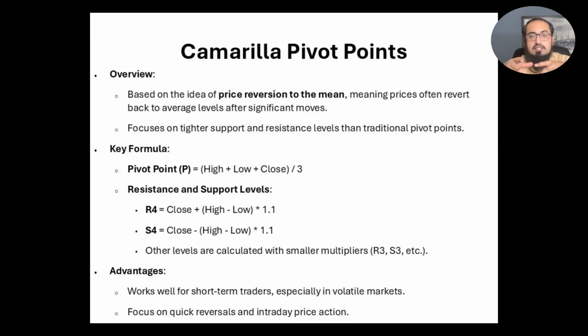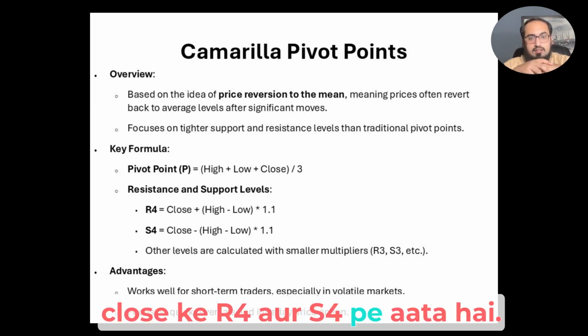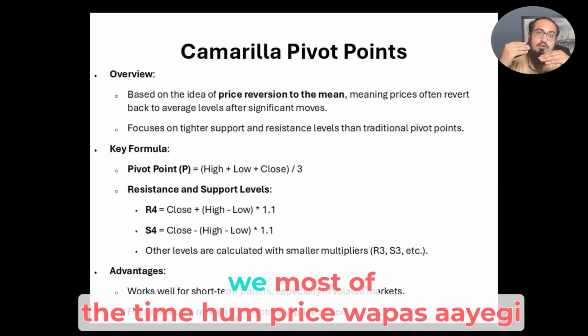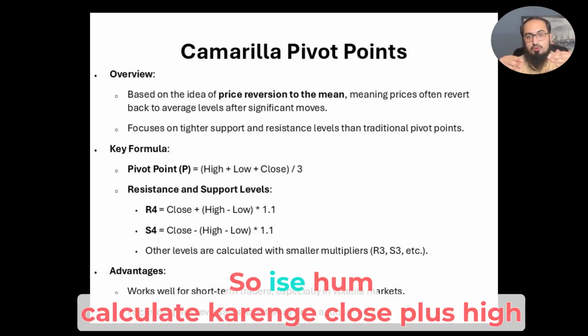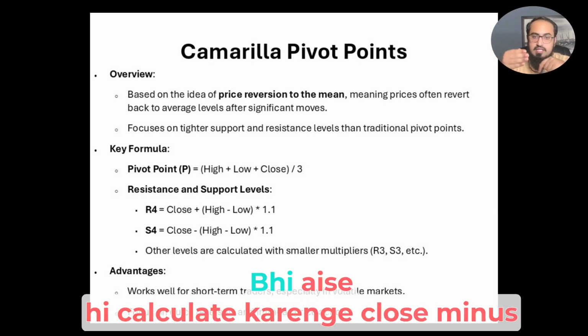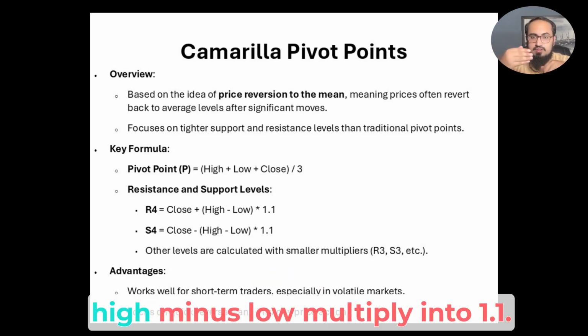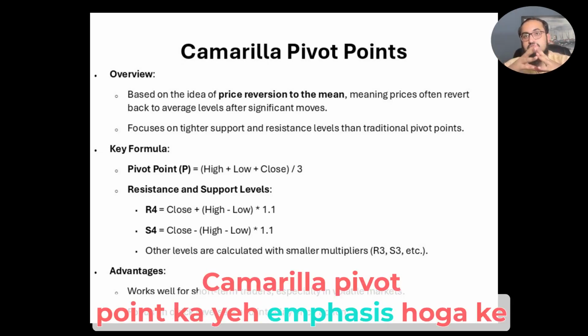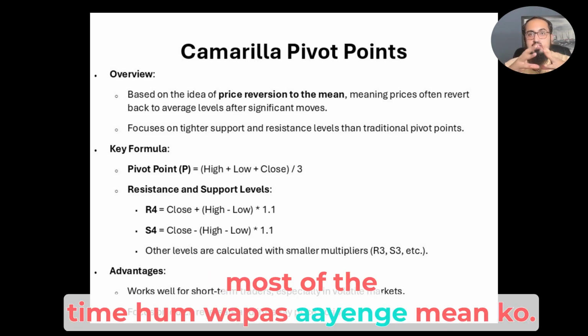Where is its difference? Its difference comes in support and resistance. It comes to its R4 and S4. Surely, when we go to R4, S4, most of the time the price will return, meaning it will come back to the pivot point. So we will calculate it: close plus high minus low multiplied by 1.1. Then S4 will also be calculated like this: close minus high minus low multiplied by 1.1. So when we have touched S4 or R4, it is fixed that most of the time we will come back.